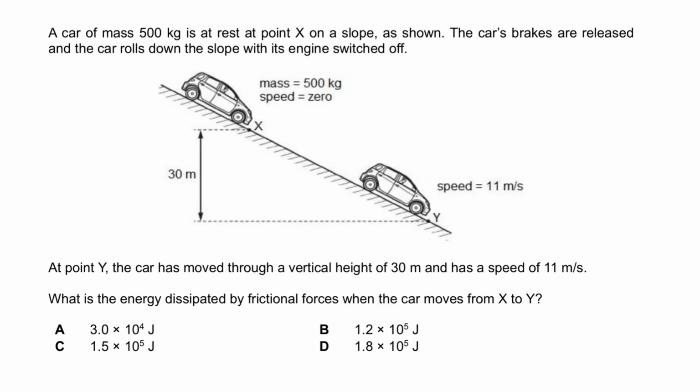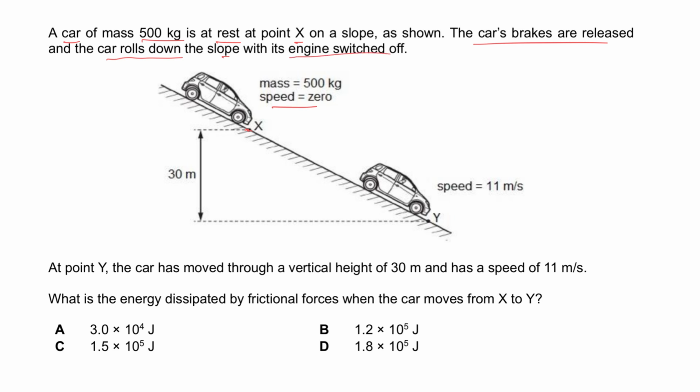Now this question is on energy. You have a car of 500 kg at rest at point X. Now, it happens to be at rest, so you cannot always assume the highest point is at rest. But in this case, yes, no initial speed, so no KE initially. Then the car's brakes are released and the car rolls down the slope with its engine off.